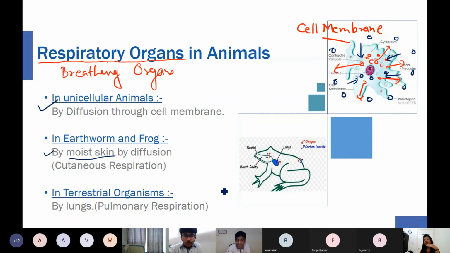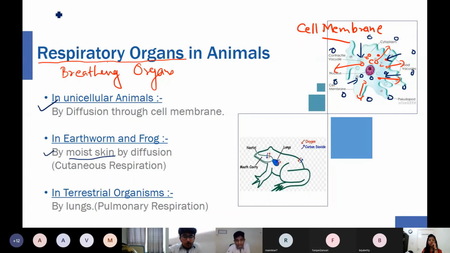And the frog also has, just below the skin, a layer of blood vessels. Blood vessels are present, so when the skin absorbs the air, oxygen will be captured by the blood vessels by diffusion. And all these things are possible because their energy requirement is also less.